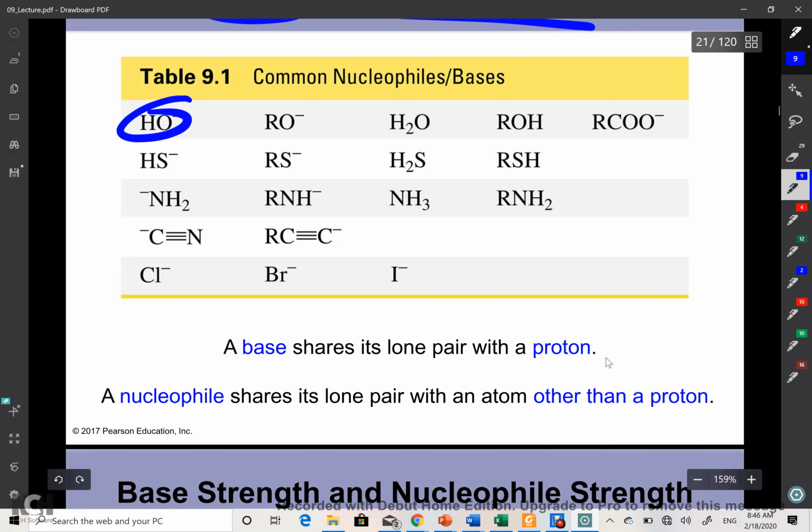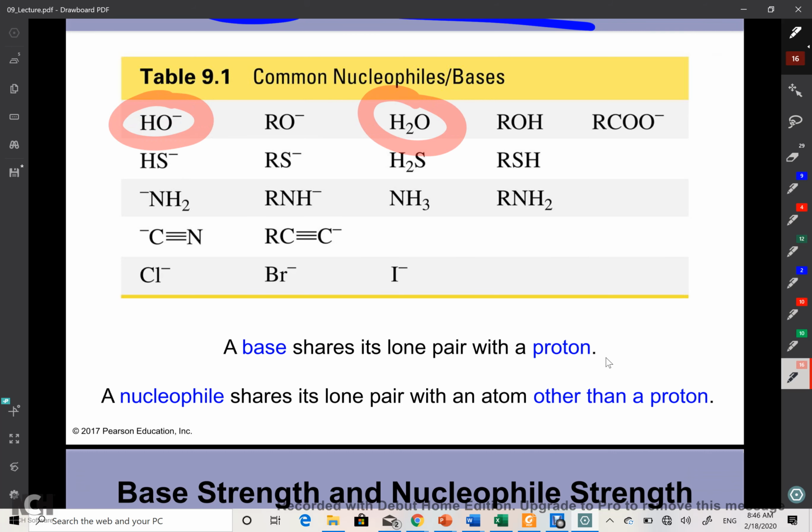Now, let's do a comparison between OH minus and H2O. I choose them because they look alike, okay? Between OH minus and H2O, H2O is a base. You remember that. Water is a base as well as an acid, as well as neutral. You say, why is water a base? Why do we consider water as a base?